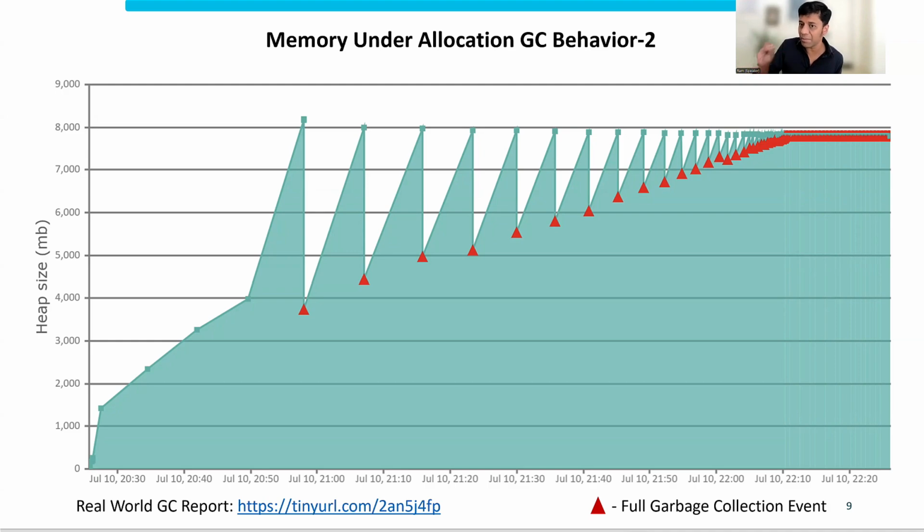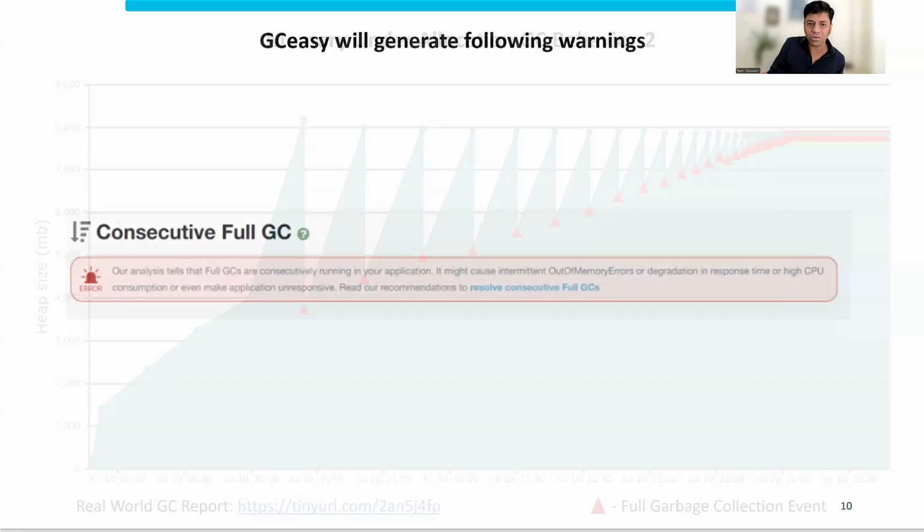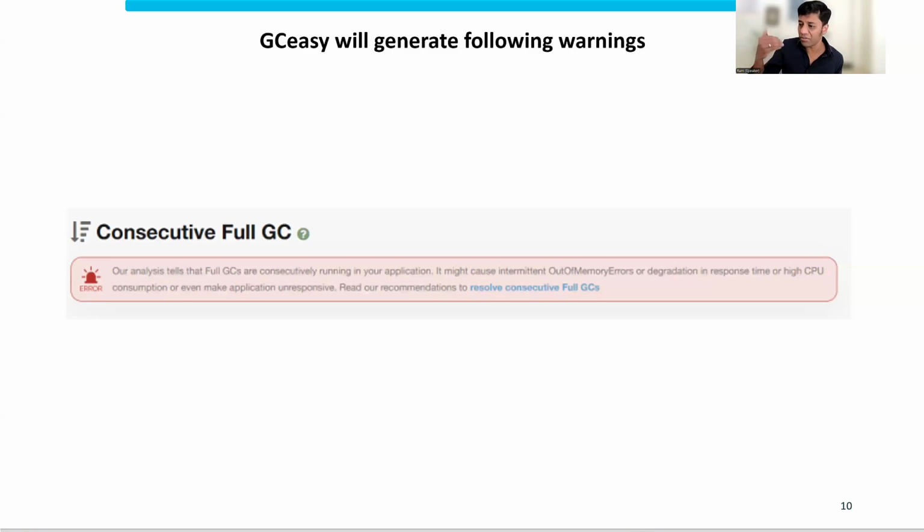But if there is actually a memory leak going on due to some buggy code, then it will not recover. It will just keep on continuing like this, right? So when your memory is under allocated, you are going to see consecutive full GCs happening in your application. So this is the primary pattern. When your memory is under allocated, you're going to see consecutive full GCs.